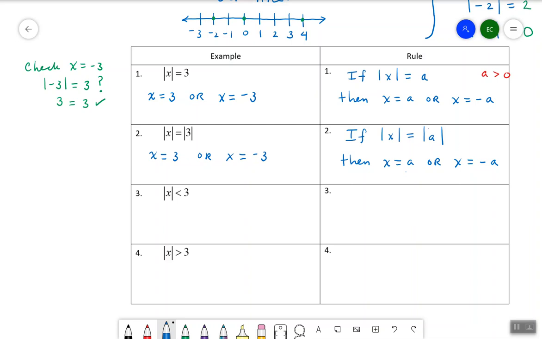So let's go on to example 3. We have the absolute value of x is less than 3. This is a little bit trickier than the equation because there are an infinite number of solutions. And so we need to use inequalities to write the solution, or we could use interval notation to write the solution. So before we do that, let's just try to think about what some solutions are.